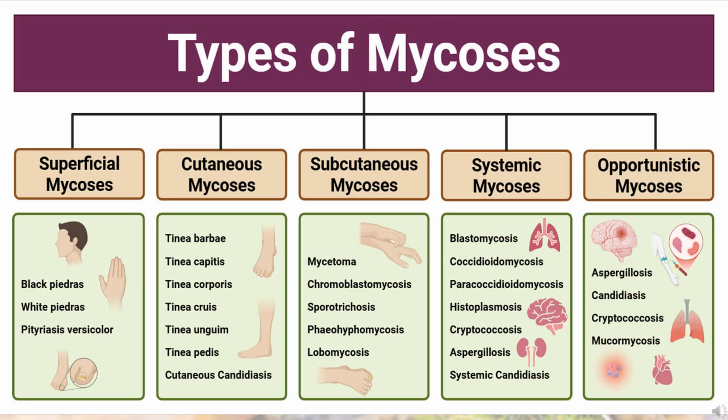Opportunistic mycoses affect individuals with weakened immune systems, e.g., HIV or AIDS, cancer, diabetes, or hospitalized patients. Examples include candidiasis, aspergillosis, pneumocystis pneumonia, PCP, and mucormycosis.